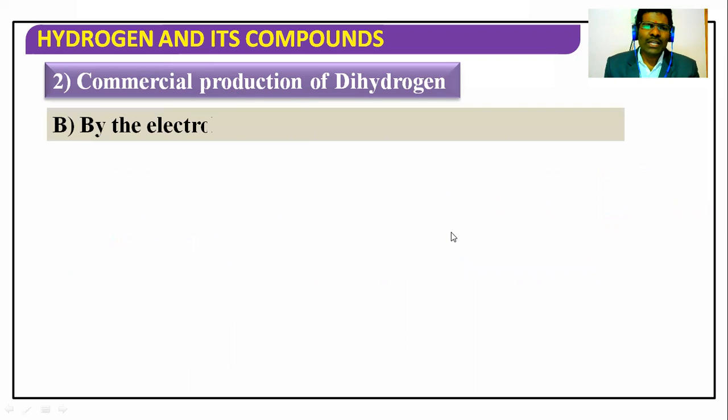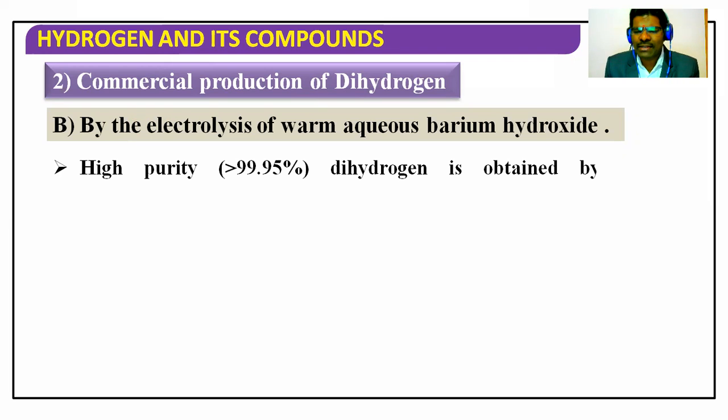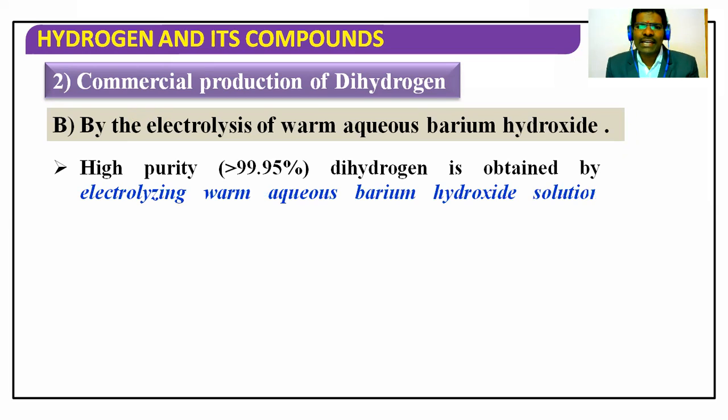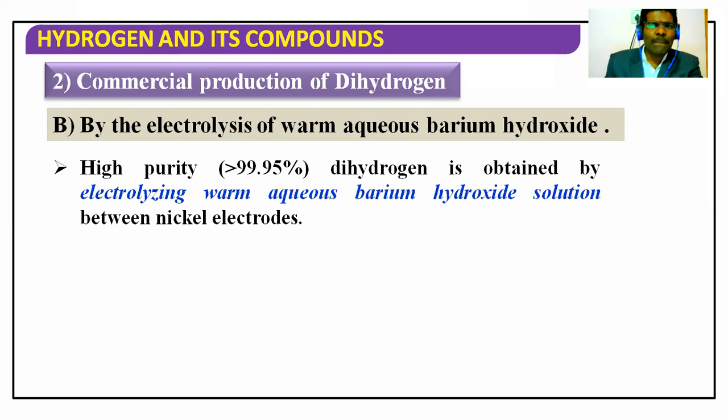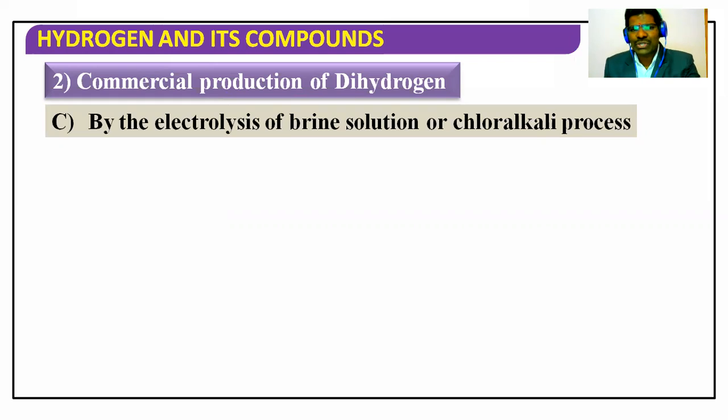Next, to get pure 99.95% H2 gas, we do electrolysis of warm aqueous barium hydroxide solution, dear students. You will get 99.95% hydrogen. But instead of platinum, here we use a nickel catalyst. Next, electrolysis of brine solution.